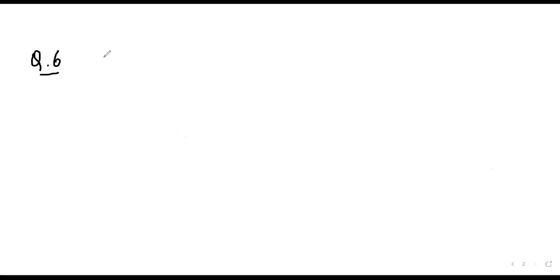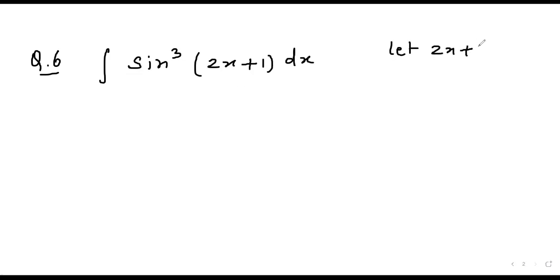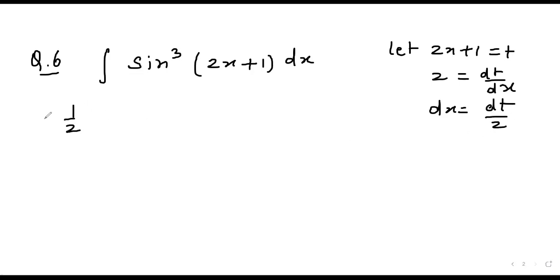Question number 6. Integration of sine cube 2x plus 1 dx. Let 2x plus 1 equal to t, so 2 equal to dt upon dx, or dx equal to dt upon 2. So our question becomes 1 by 2 integration sine cube t dt.